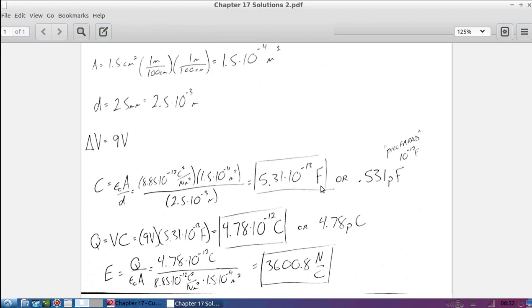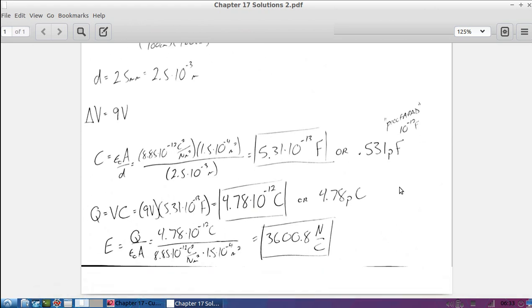I'm calling this picofarads. 10 to the negative 12 is pico. Most of the time we just get asked to memorize up to nano, or mega or something like that, but this is an abbreviation for 10 to the negative 12. So I'm rewriting this as 0.531 picofarads. You don't have to do that, but it's just something that I do sometimes.